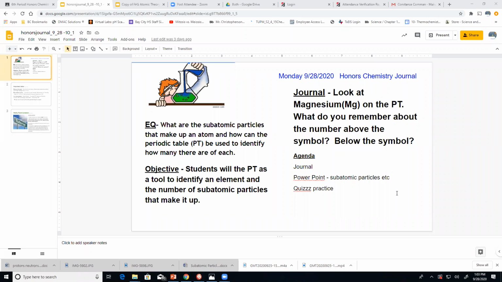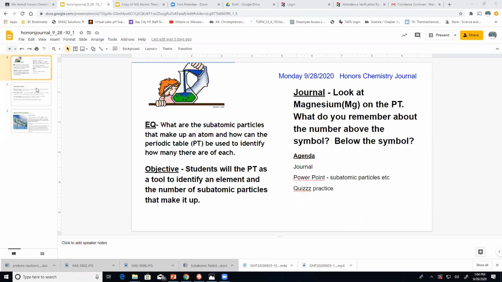And then the number below, anybody remember what that's called? The mass? Yes, it's called the atomic mass. Exactly. And if you round it, you don't need to write this part down in your journal. If you round it to the closest whole number, then it can be used for the mass number. But in general, just like it is, it's the atomic mass. And we're going to learn how to calculate that tomorrow.